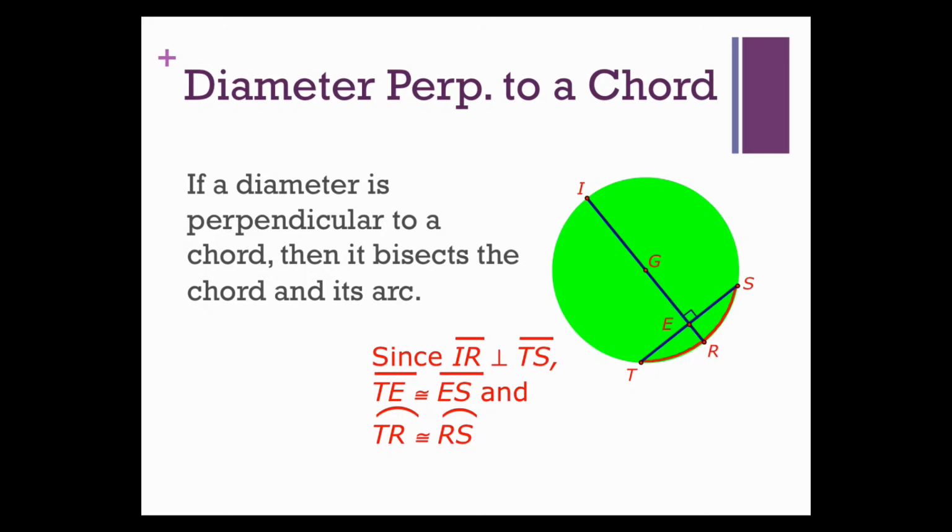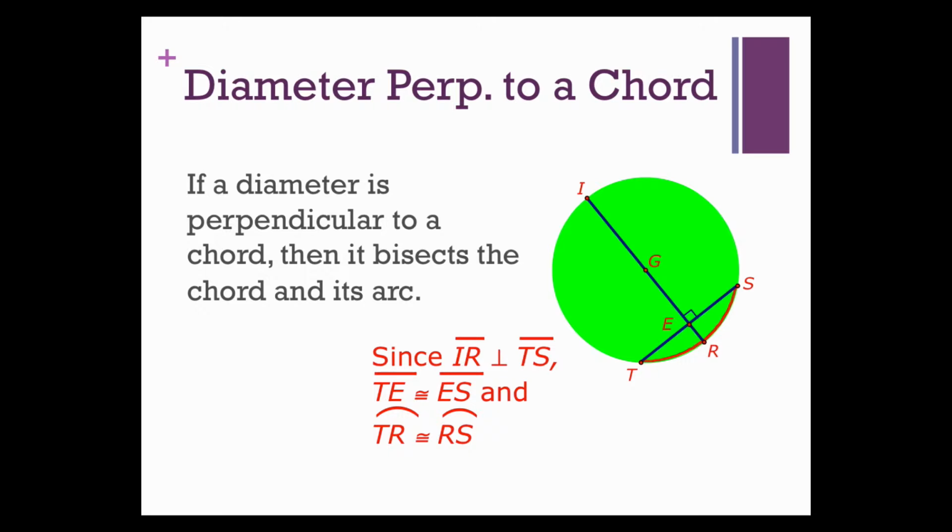Is the converse of this theorem also true? Yes. What would the converse be, Max? If the chord and the arc are bisected by the diameter, the diameter is perpendicular. Close. Michael? If the diameter bisects the chord and its arc, then the diameter is perpendicular to the chord. That's what he just said.